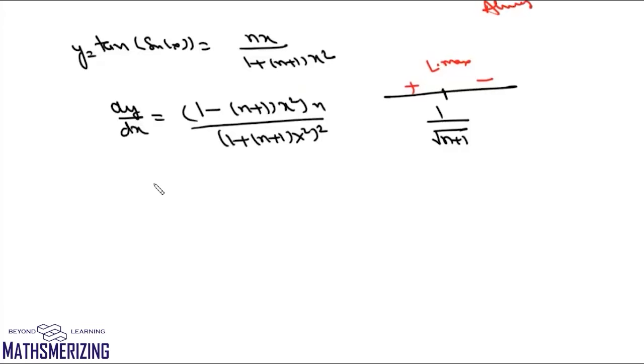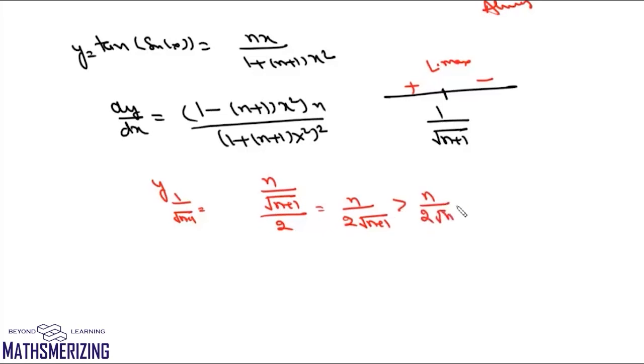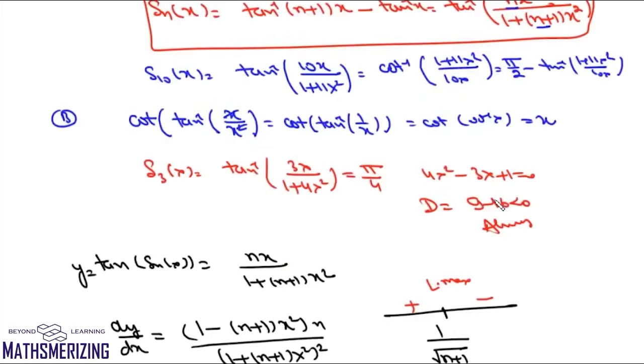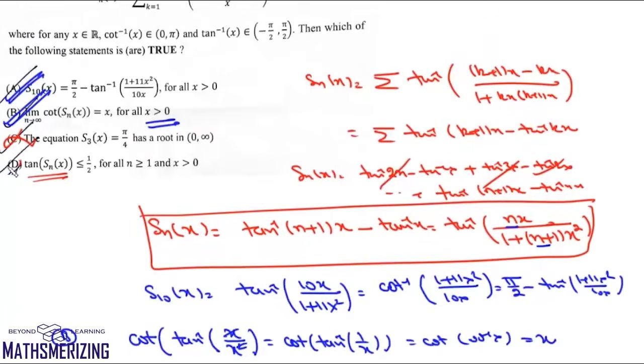Now if we find its value at 1 upon under root n plus 1, this value will be n upon under root of n plus 1 by 2, which is n upon 2 under root n plus 1. Now this is greater than n upon 2 root n, which is under root n by 2. So this value is always greater than 1 by 2, not less than 1 by 2. So that means this option D is incorrect. So the correct options are A and B.